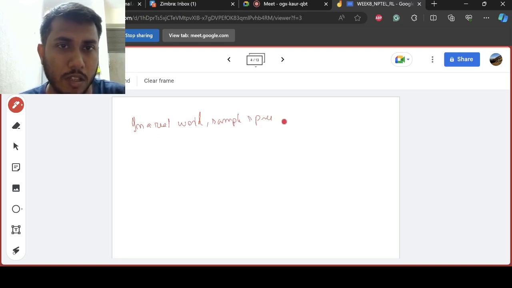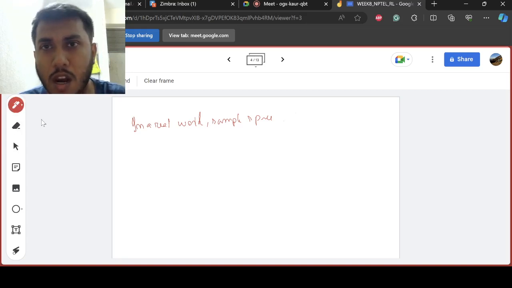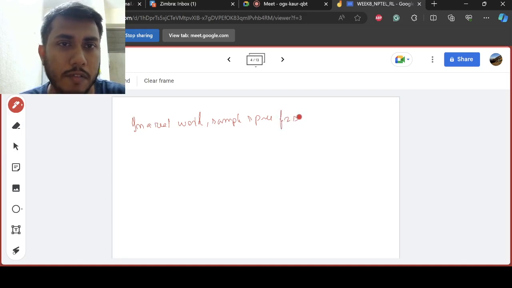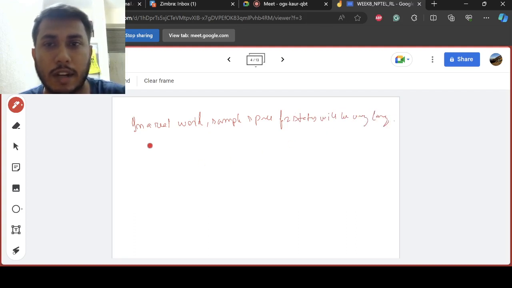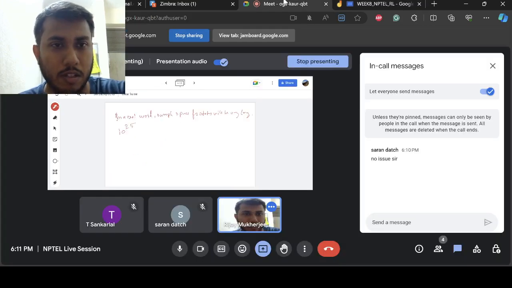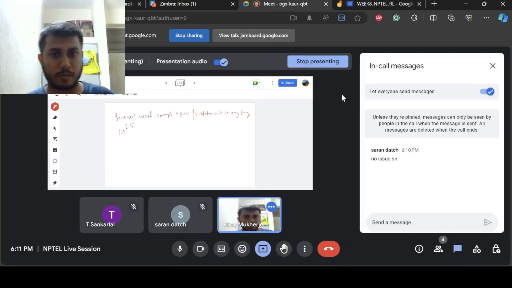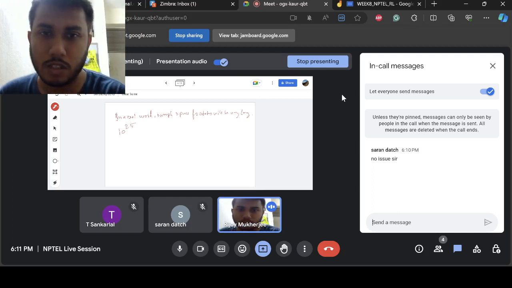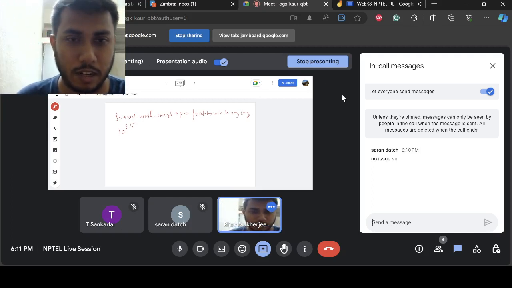So in the real world, the sample space for states will be very large. Large in the sense that it can be 2 to the power 25 states. So this amount of states can be present. These are a very high number of states.